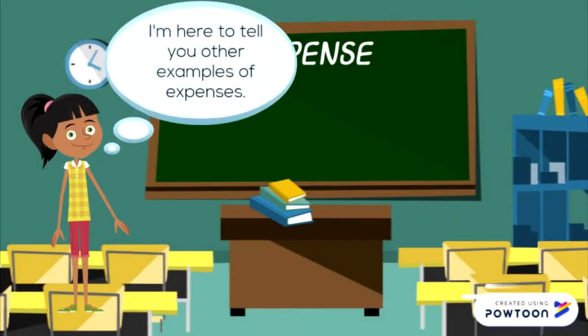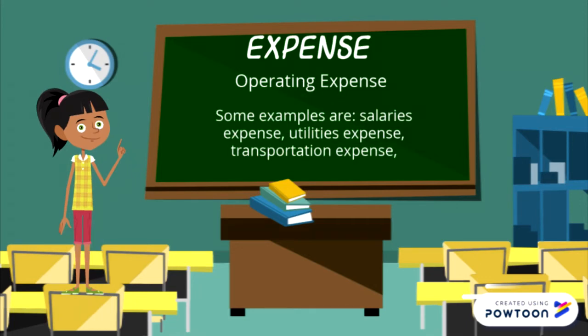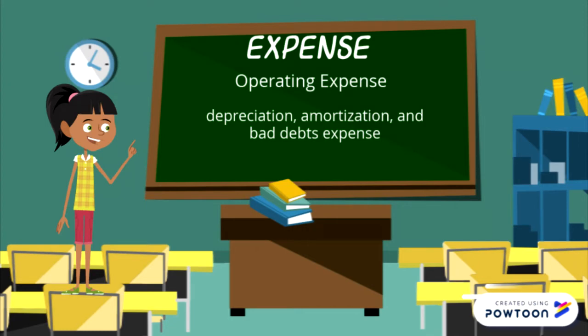Hi, I am Rubilin. I'm here to tell you the other examples of expenses. Another example is operating expenses, which refers to all other expenses related to the operation of the business other than the cost of sales, such as salaries expenses, utilities expense, transportation expense, depreciation, amortization, and bad debts expense, or the estimated amount of loss resulting from uncollectible accounts receivable.